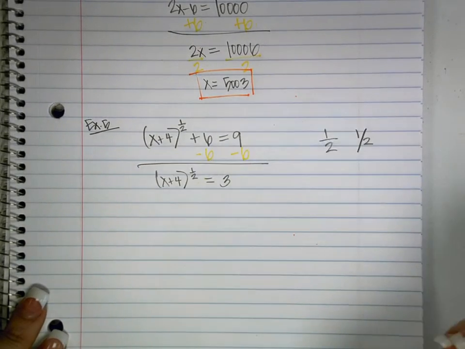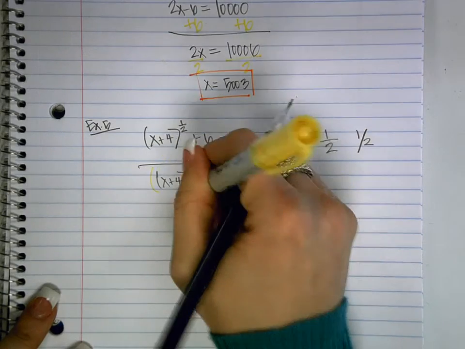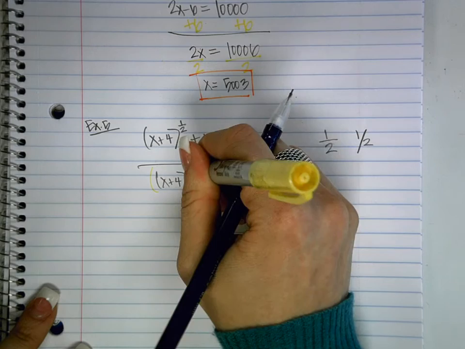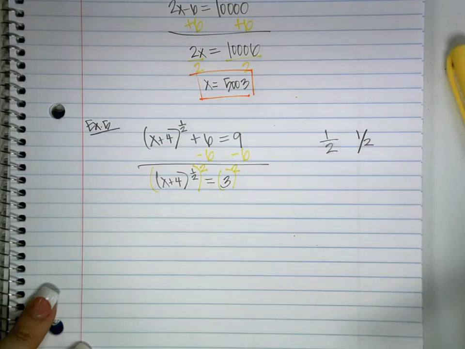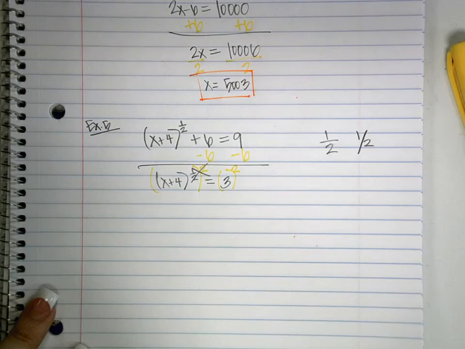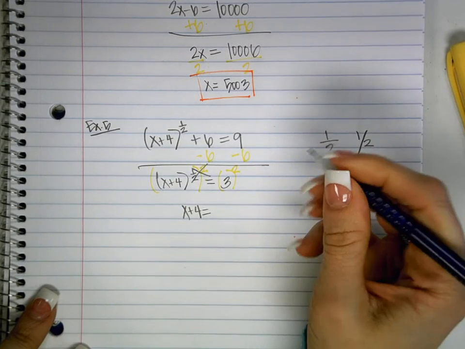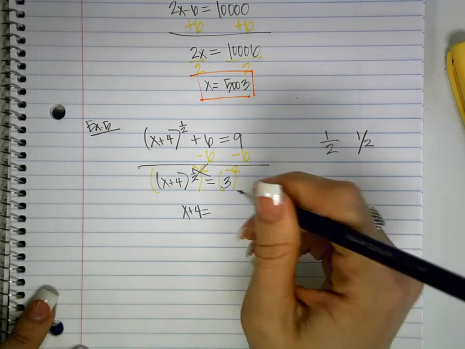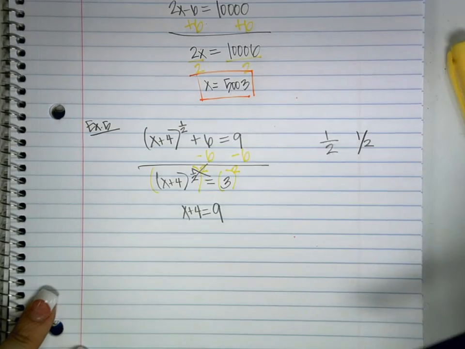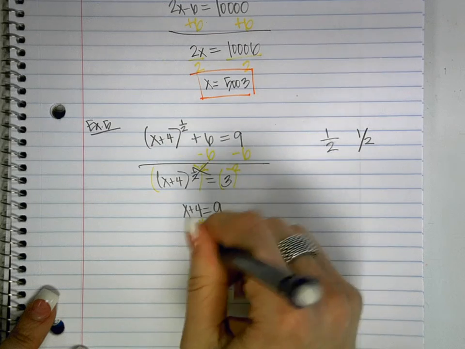From here, what do I need to do? Reciprocal. What is the reciprocal? 2 over 1, so raise it to the second power, squared. If you write the 1 underneath, that's fine, but you don't have to. These reduce each other away, so x plus 4 equals 3 squared. 3 squared is what? 9. And then finally subtract 4 from both sides, and we should get an answer of x equals 5.